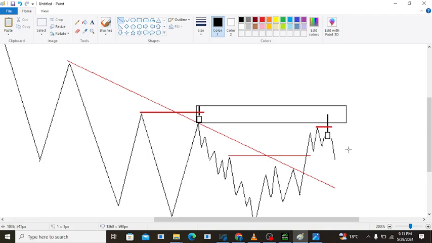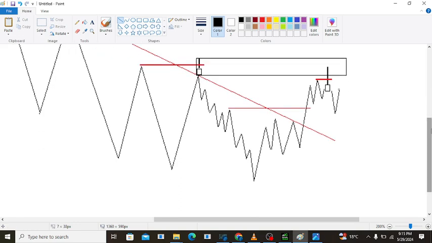Then I can take this entry. Remember, we have ton of liquidity below. Ton of liquidity below. This trend line buy is here. You see, that's trading with context.